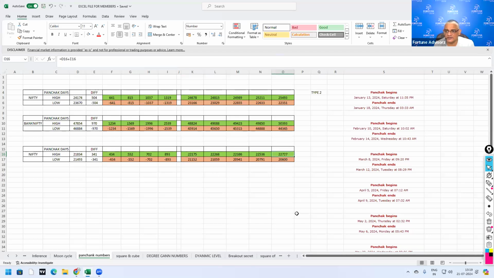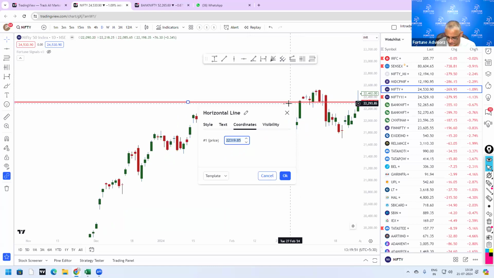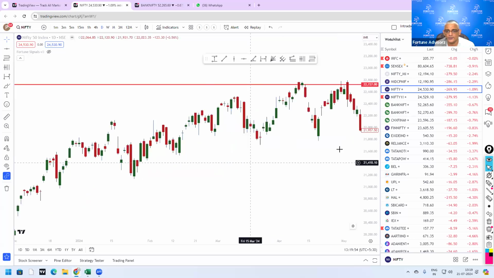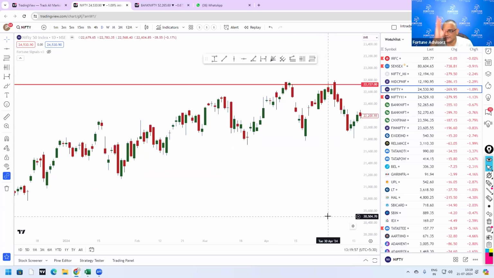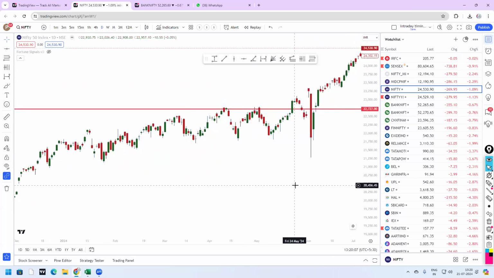Where is the next target? It says yearly, but it's not yearly because we are taking the entire month. So 22,727. That is the target. Exactly, it reverses there only, no? Yes, sir. So you can use this.